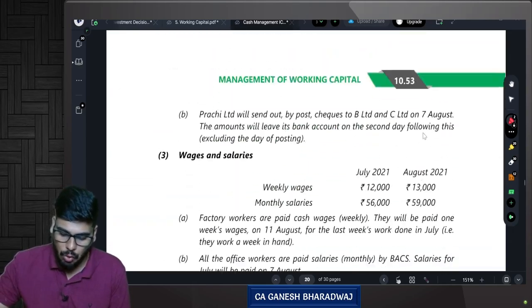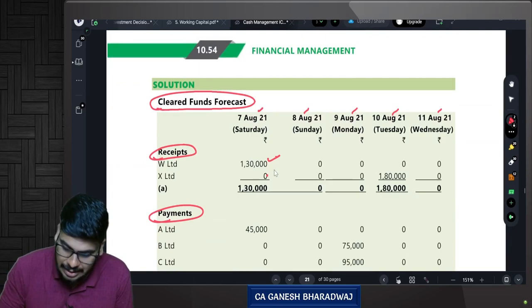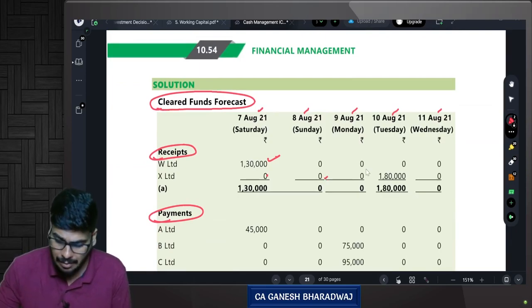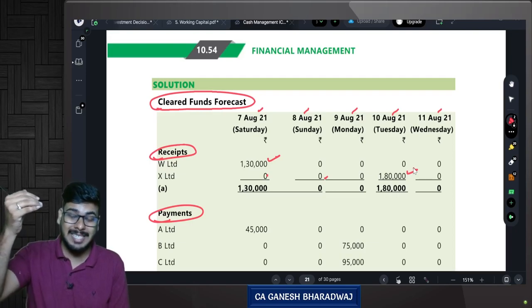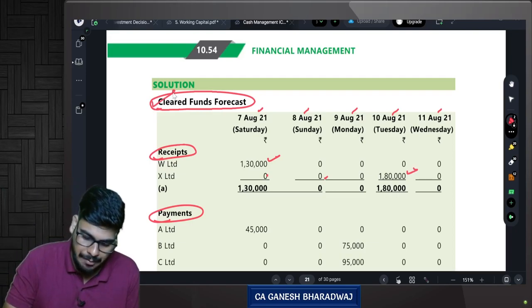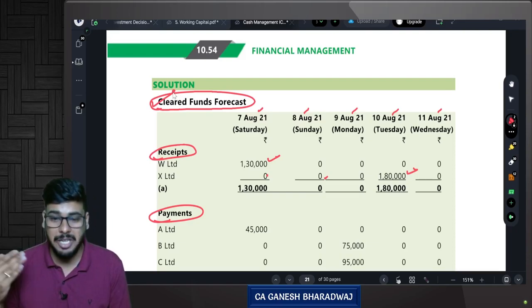So now what I will do here, I will put it as 7th, nothing will happen. 8th, 9th, nothing will happen. On 10th only, this amount of 1,80,000 gets cleared in my bank account. That's why we call it a cleared fund forecast. Are you clear with this?